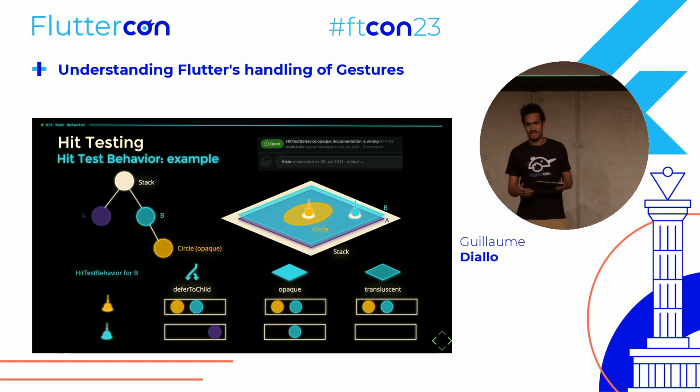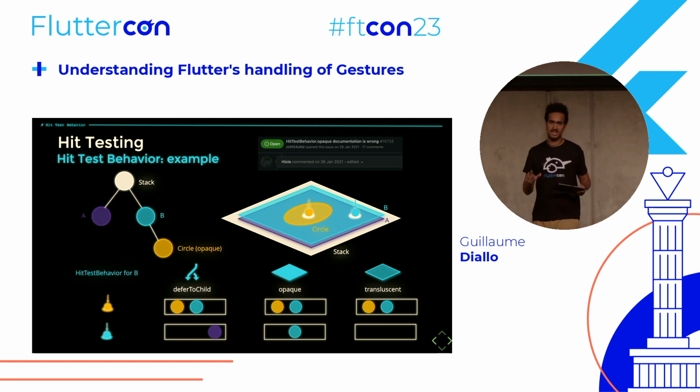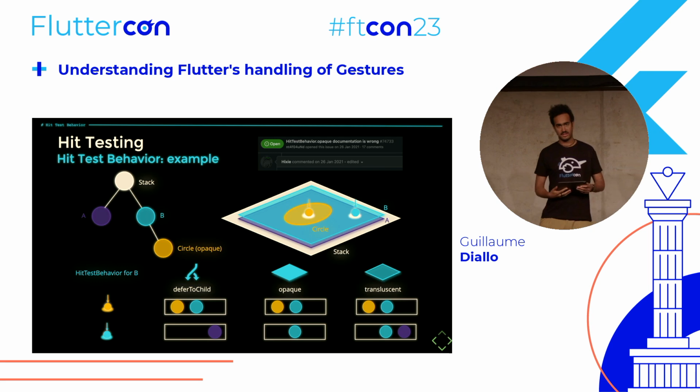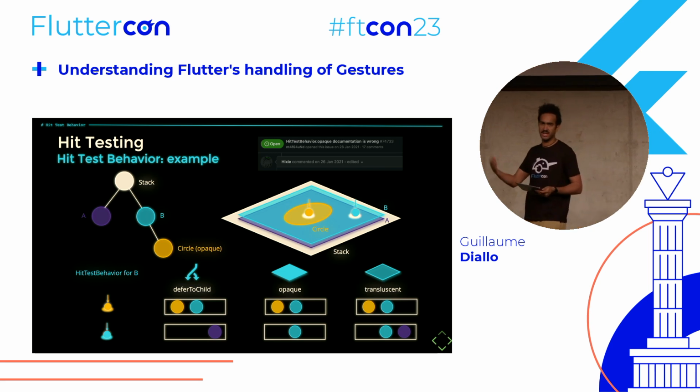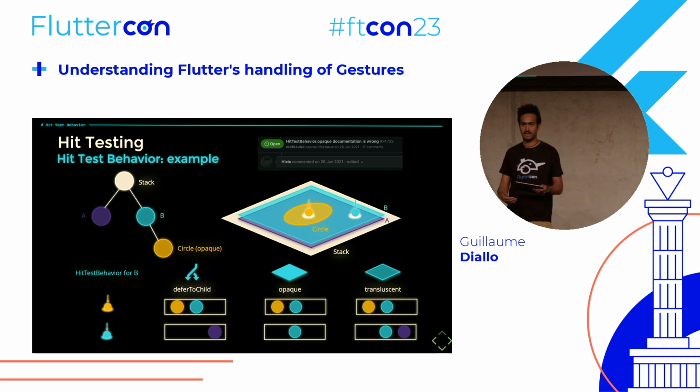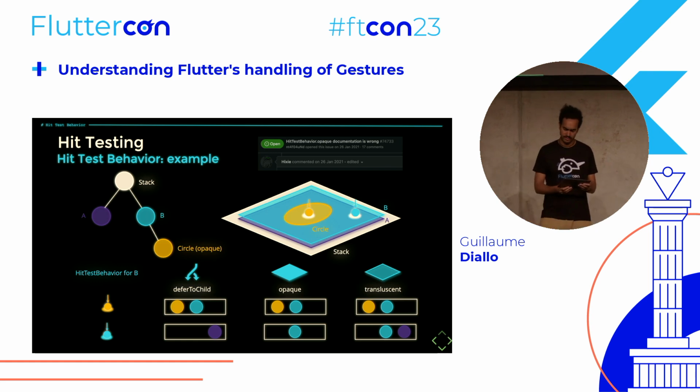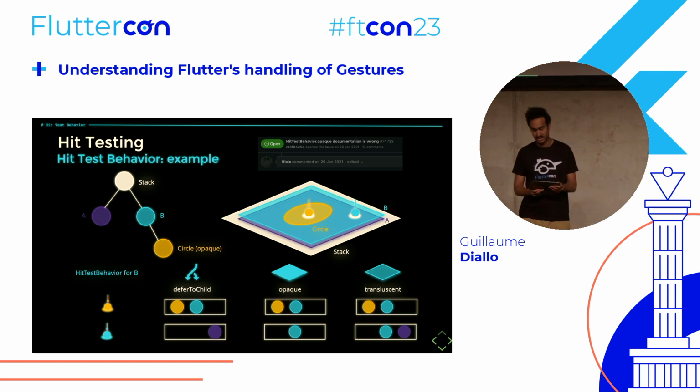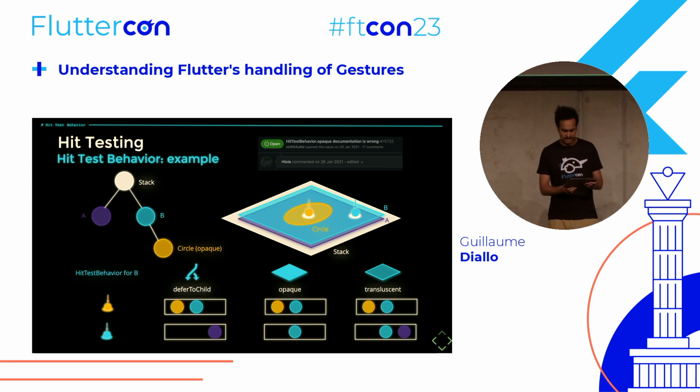Then in the opaque case, it's the same thing. A is still not touched, but B is going to say, okay, I'm taking care of that hit test, just leave it to me. And only in the translucent case, B is going to say, I'm interested, but let anybody behind me know that there is a pointer event at that location. And so in that case, both of them answer. And there you have all the differences.